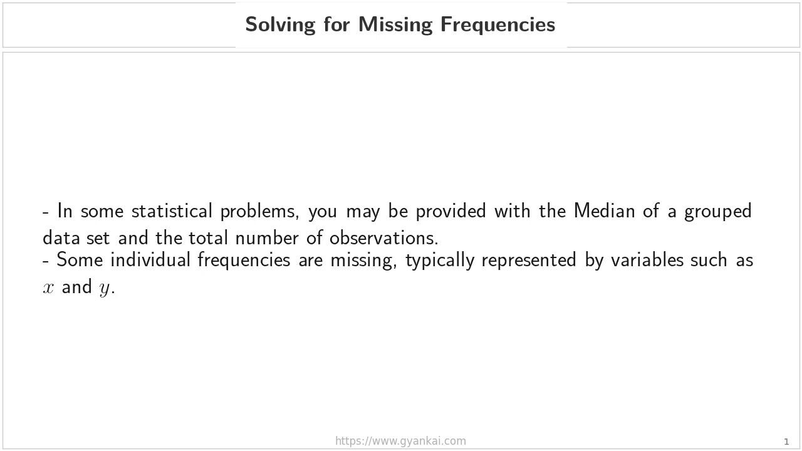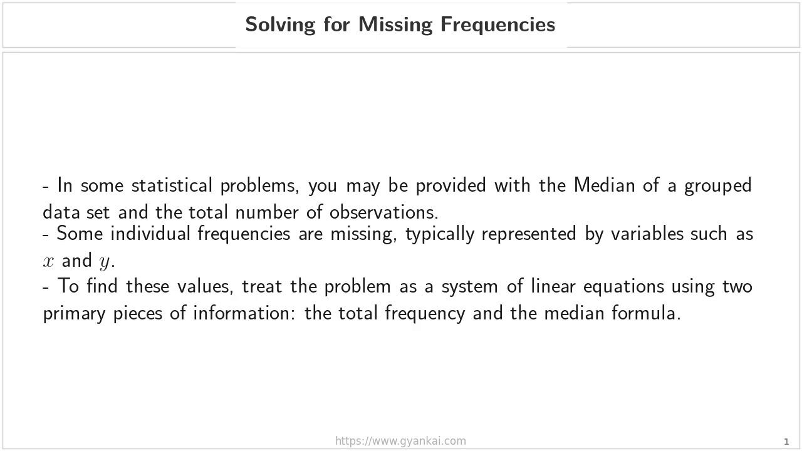Specifically, some individual frequencies in your table are unknown, and we typically represent these missing values using variables, such as x and y. It might look intimidating at first, but don't worry. The trick here is to treat the problem as a system of linear equations. We are going to use two primary pieces of information to solve for those unknowns. First, the total frequency, and second, the median formula. Over the next few slides, I will walk you through the exact step-by-step procedure to find these missing values.